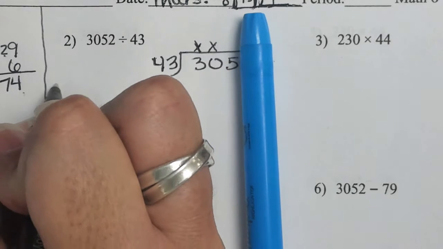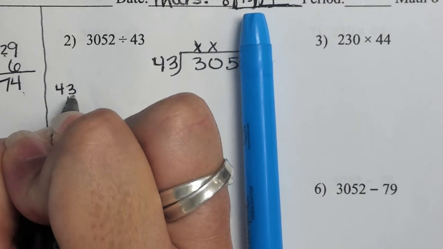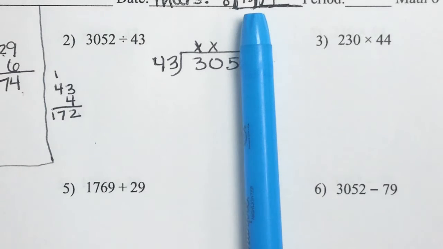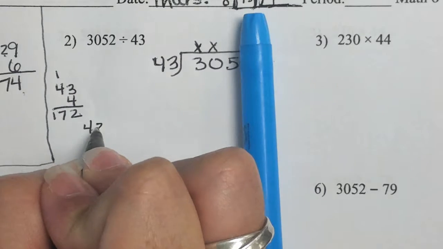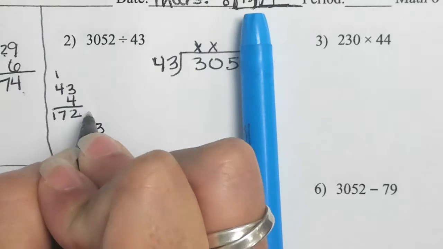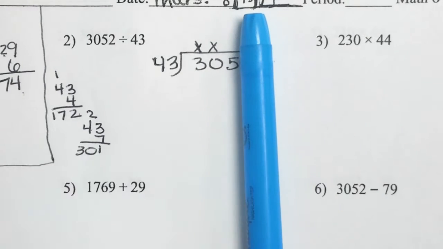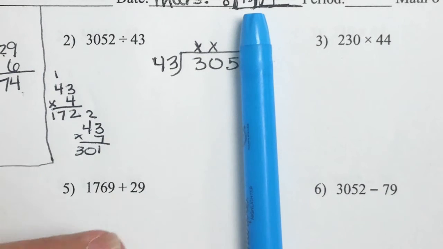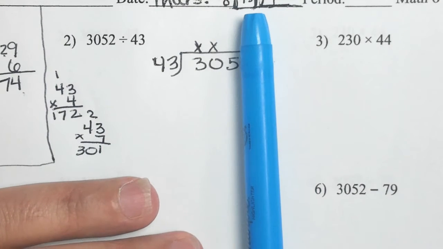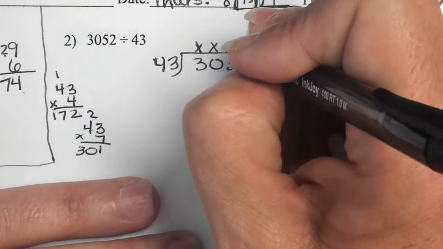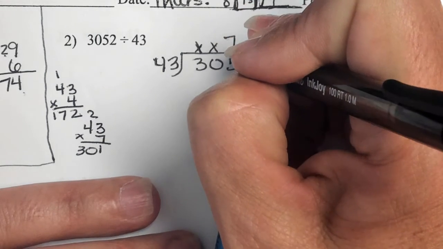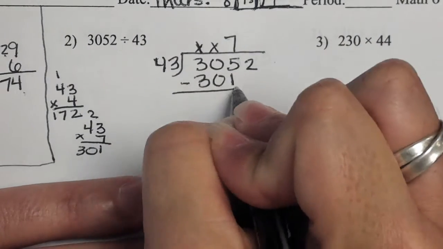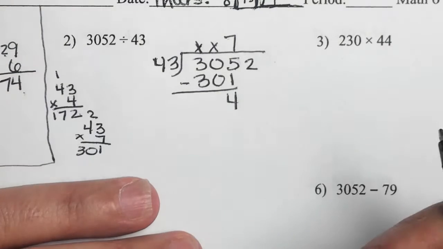So y'all are saying what? Okay, I'm hearing 4, which is 172. I'm hearing 7, which is 301. So which one should I use? 7, the 301, yes. So I'm going to go up here and I'm going to put a 7 and 301. And I got 4 left over.